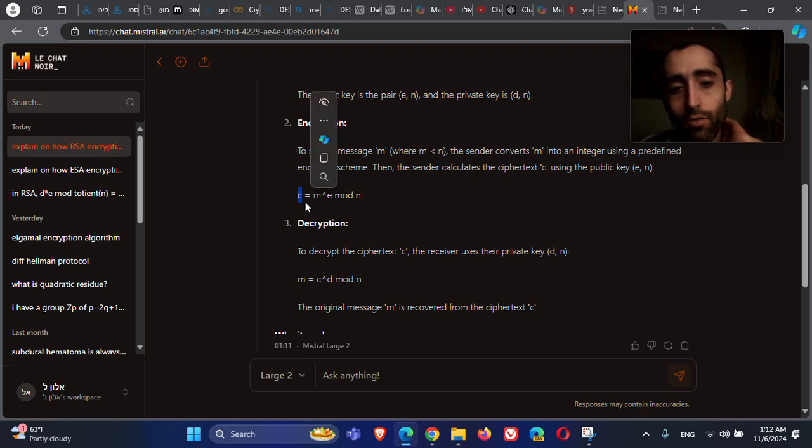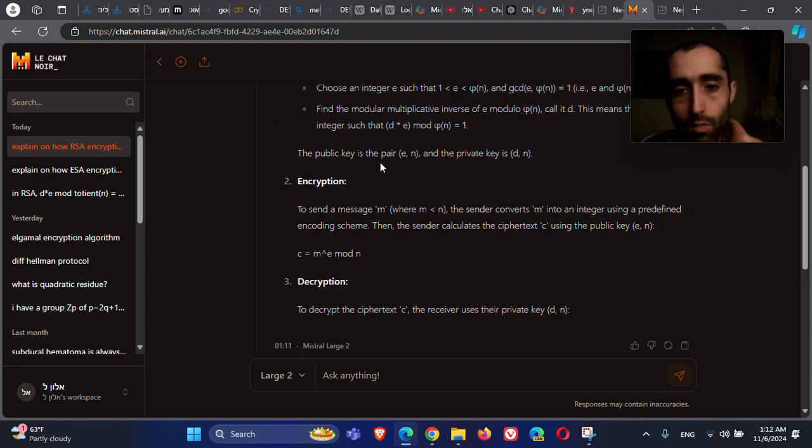We create the ciphertext by taking the m and raising it to the power of e. This is encryption. This is part of the public key. This is not part of the private key. Remember that the public key goes to the public and the private key stays with me. So the sender converts m into an integer using a predefined encoding scheme. Then the sender calculates the ciphertext using the public key. This is how it creates the ciphertext.